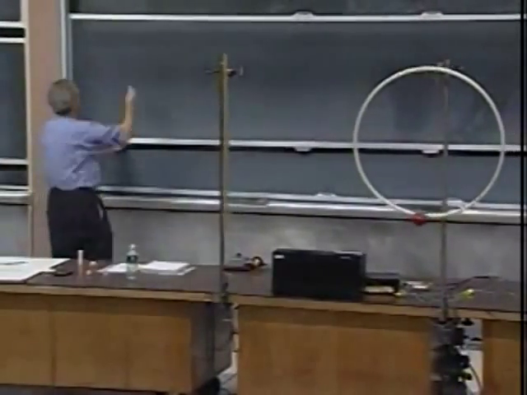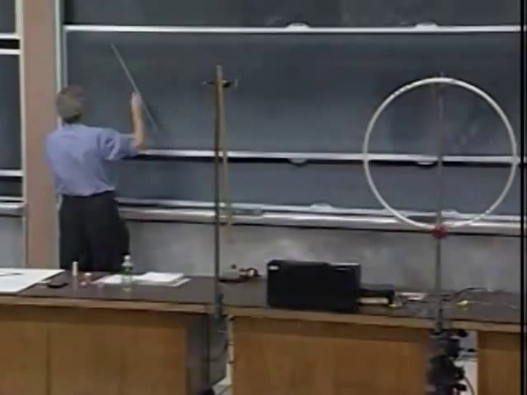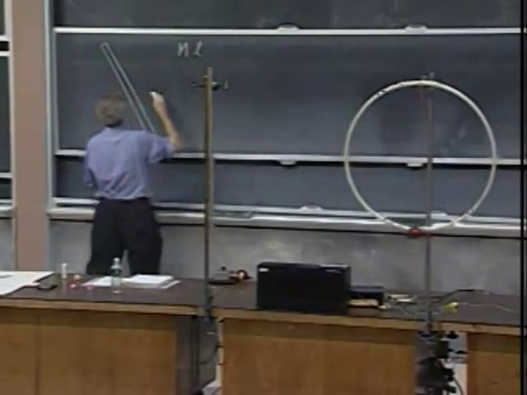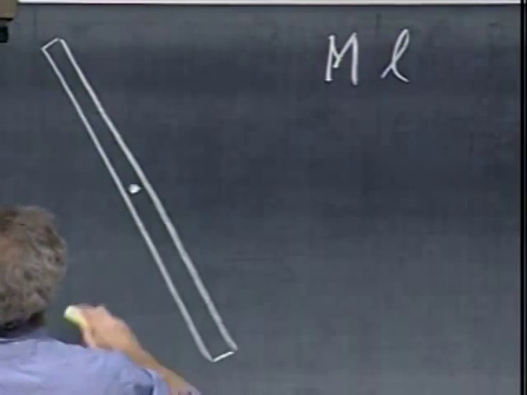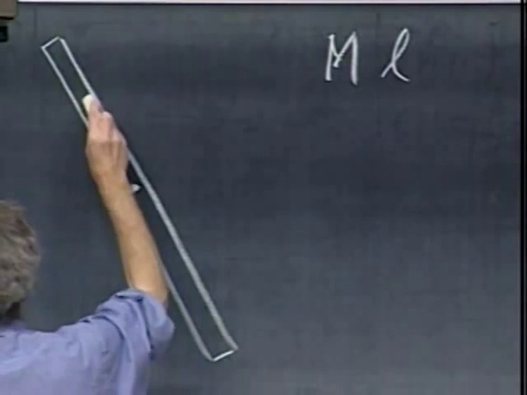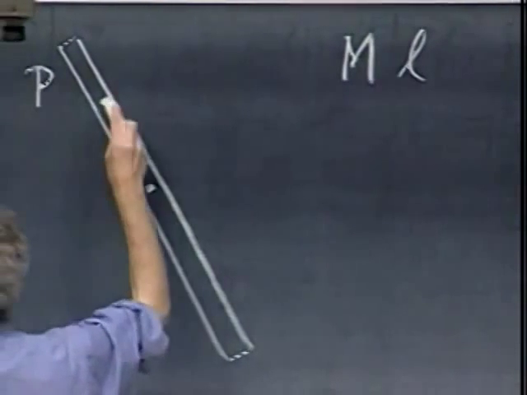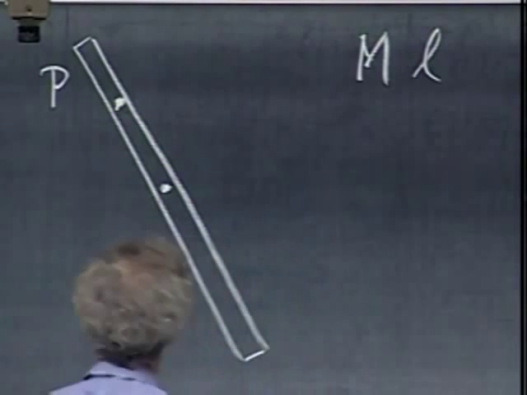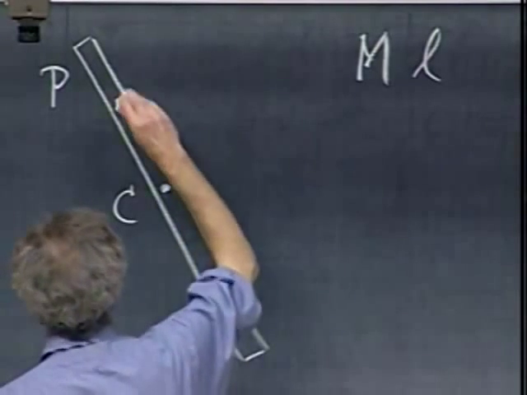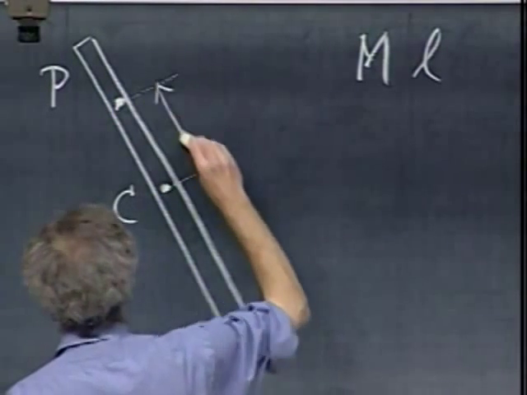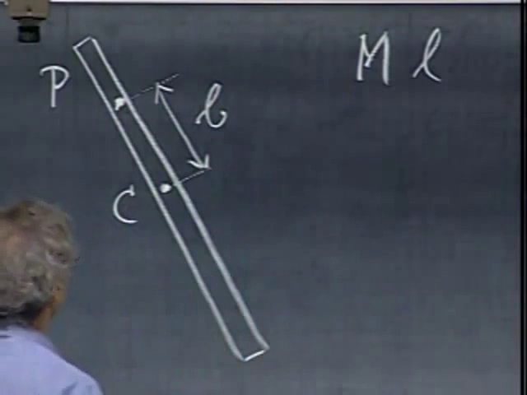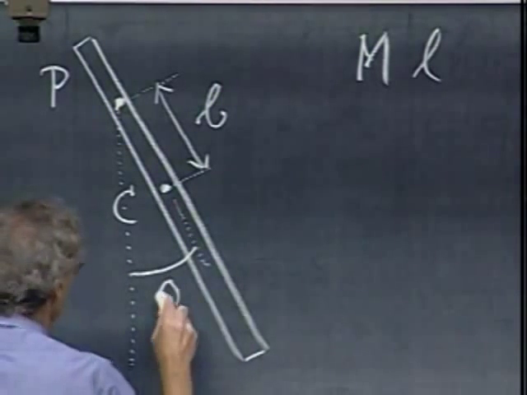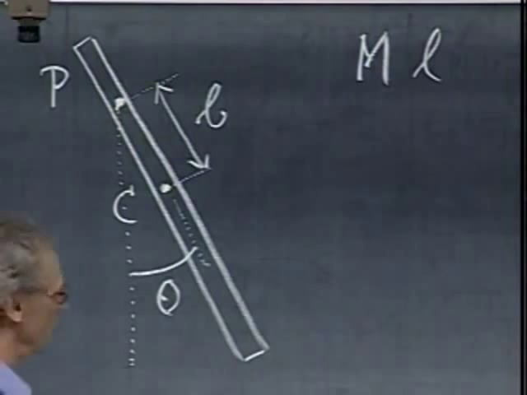So we first take the ruler. The ruler has mass m and length L. This is the center of mass of the ruler, and I force it to rotate about point P, with a nearly frictionless pin through there, and the separation between the center of mass and P, I call that B, as in bridge. This angle is theta. It rotates about the pin perpendicular to the blackboard.